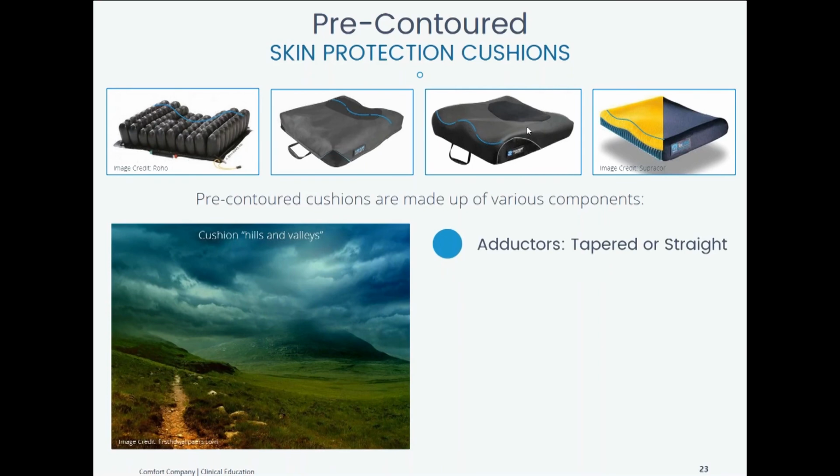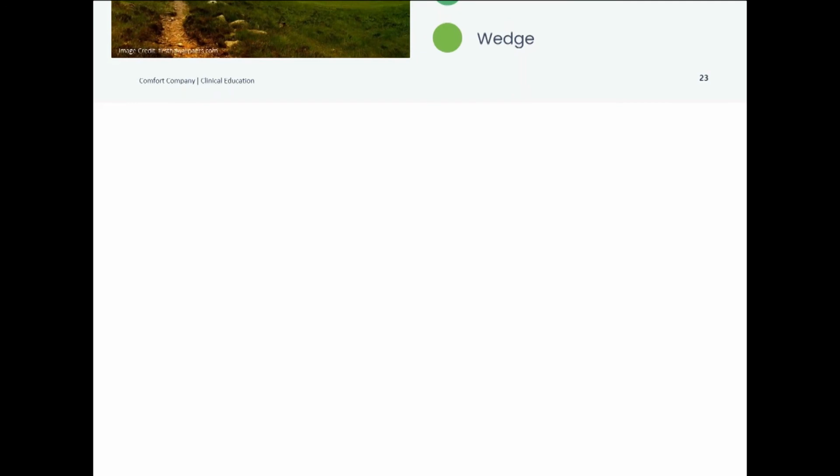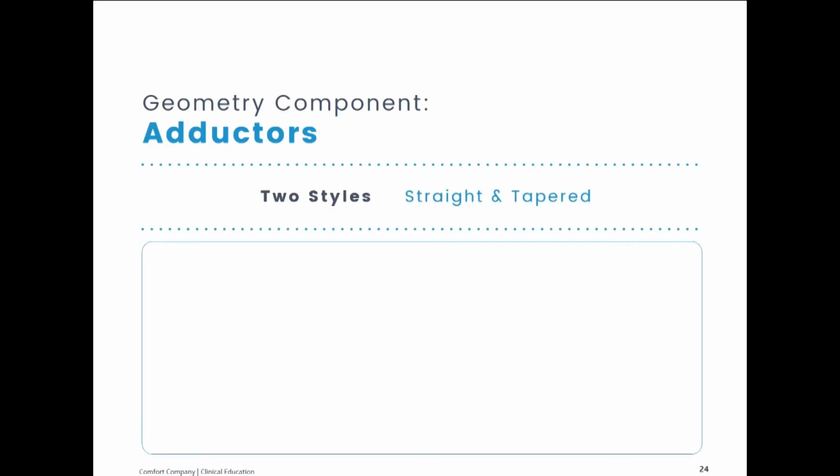The components of a pre-contoured cushion are adductors, which can be either tapered or straight, and we'll discuss both. You can have a posterior well, which is back here, if I can get my mouse working, the posterior well back here. You also have the medial abductor. These are the adductors, and this is the medial abductor. You can also have an anti-thrust component to your pre-contoured cushion, or a wedge.